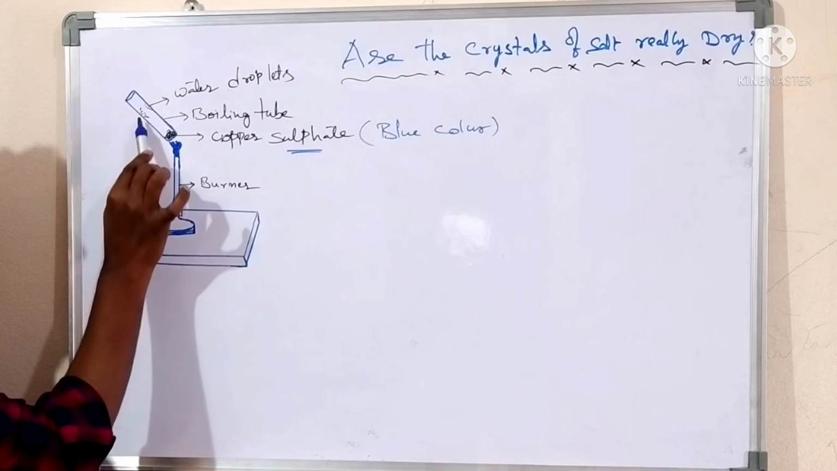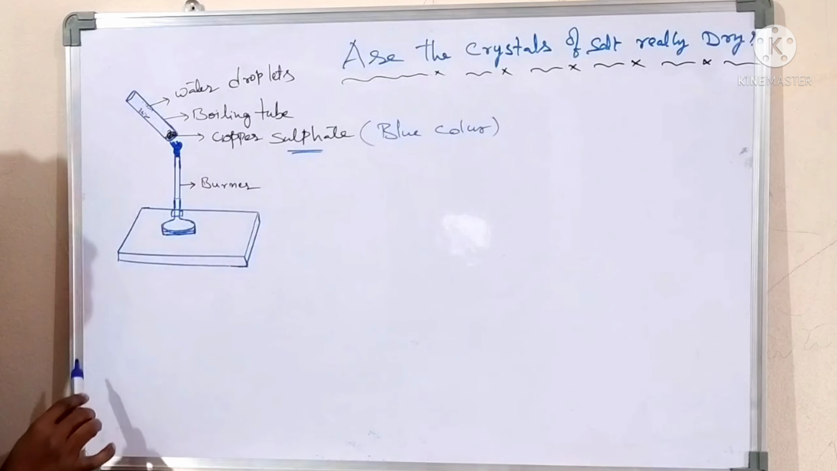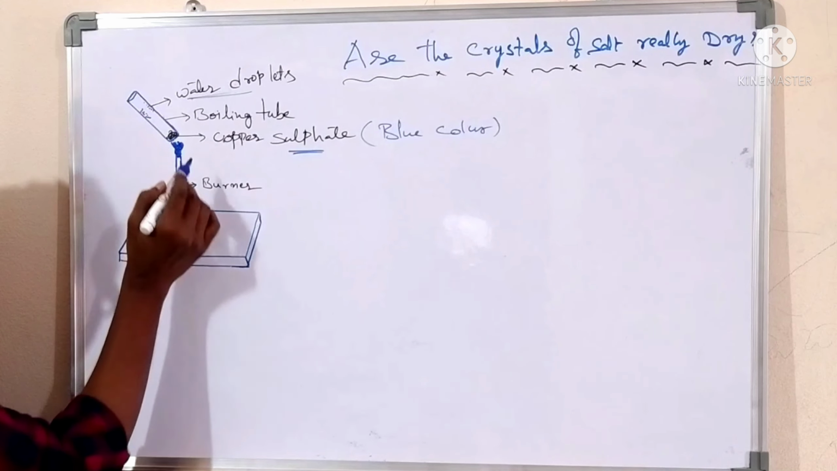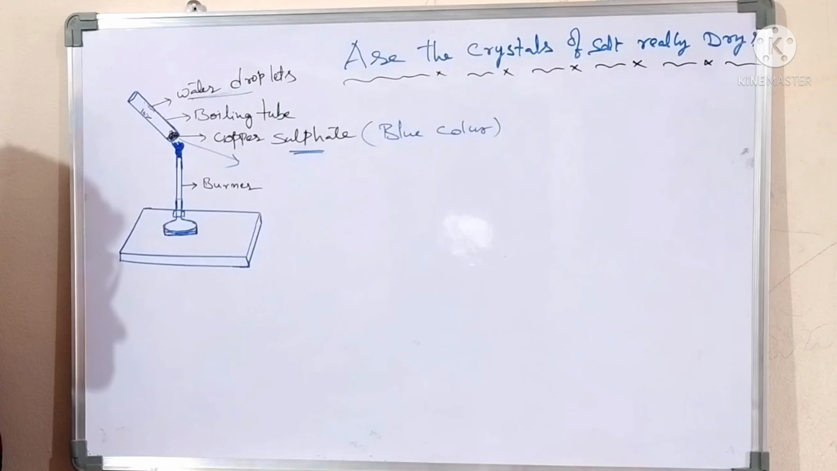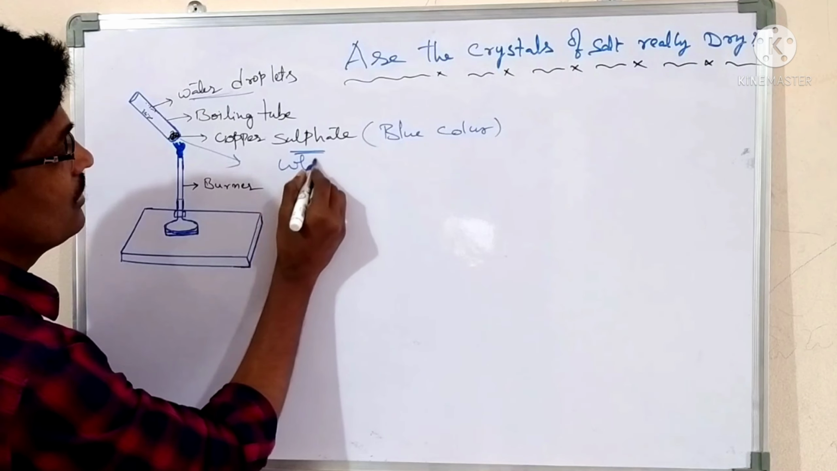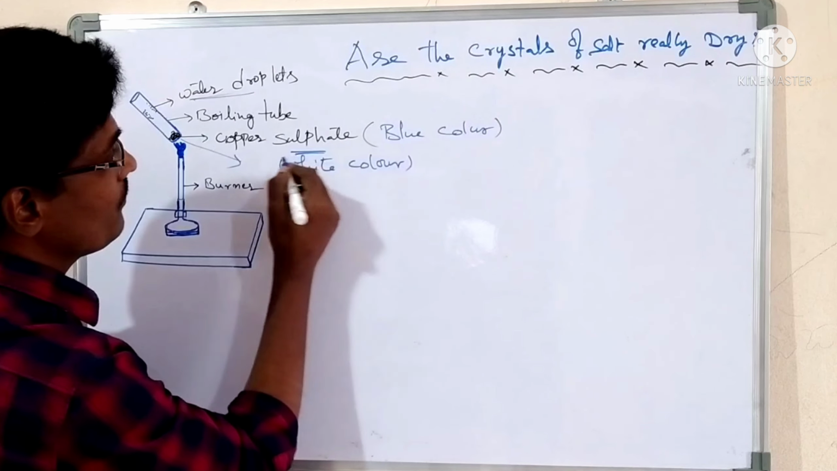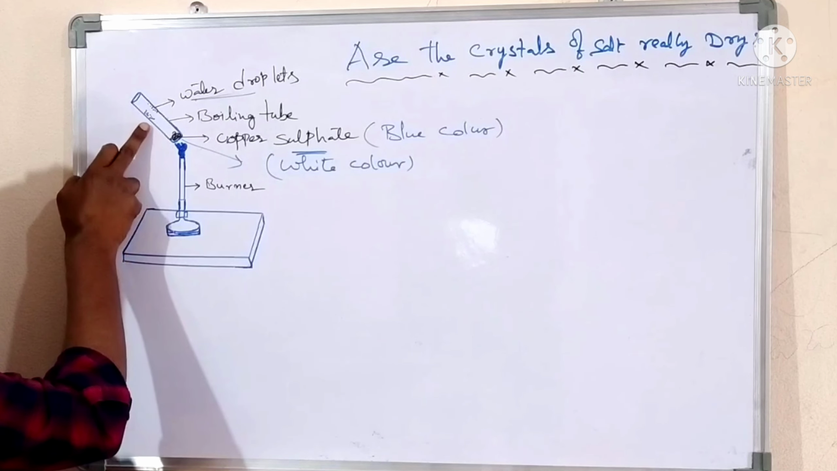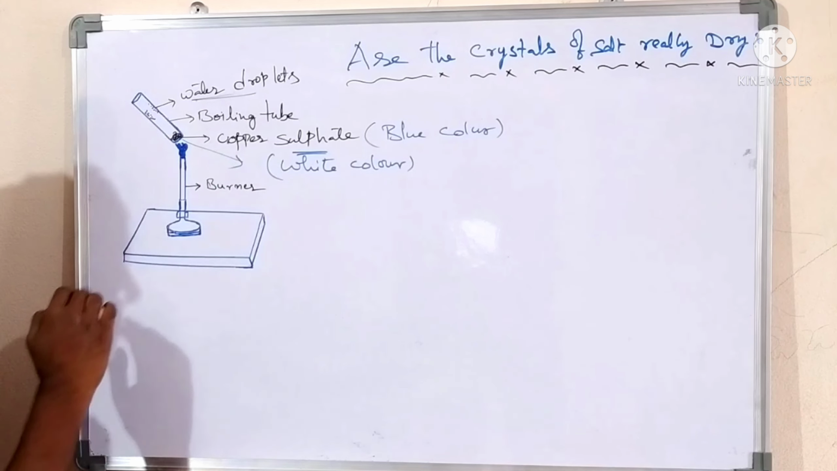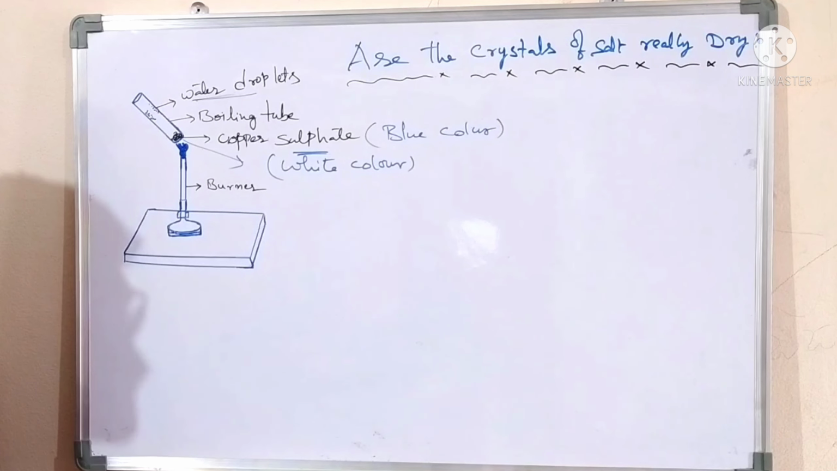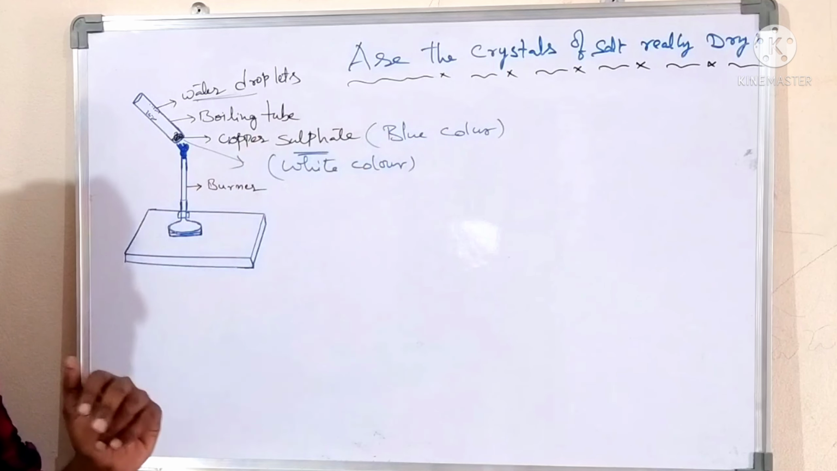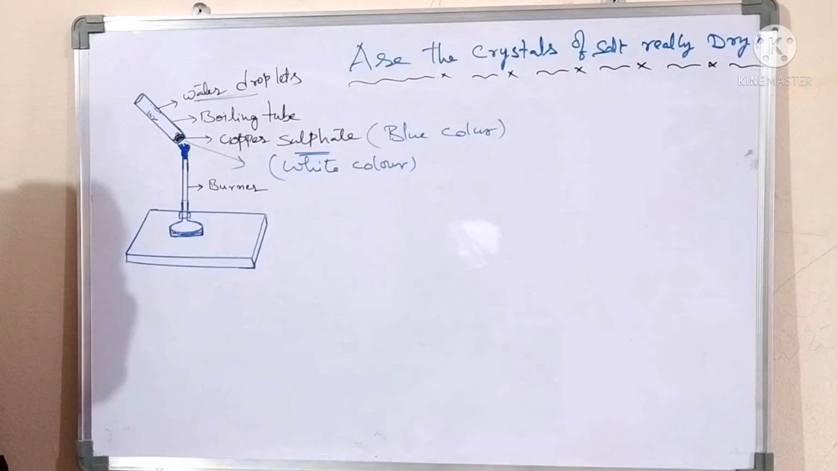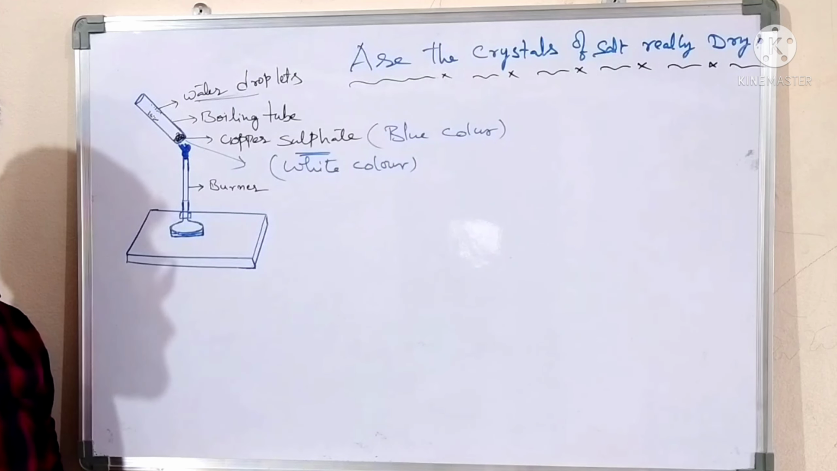When we are giving heat, some water droplets are formed. When water droplets are formed, the copper sulfate color changes. Which color does it have? White. Before, it was blue. When we give heat, water droplets separate from copper sulfate, giving white color. Earlier it was blue, and it is converted into white. When water particles are contained, it is blue; when water particles are absent, it is white.